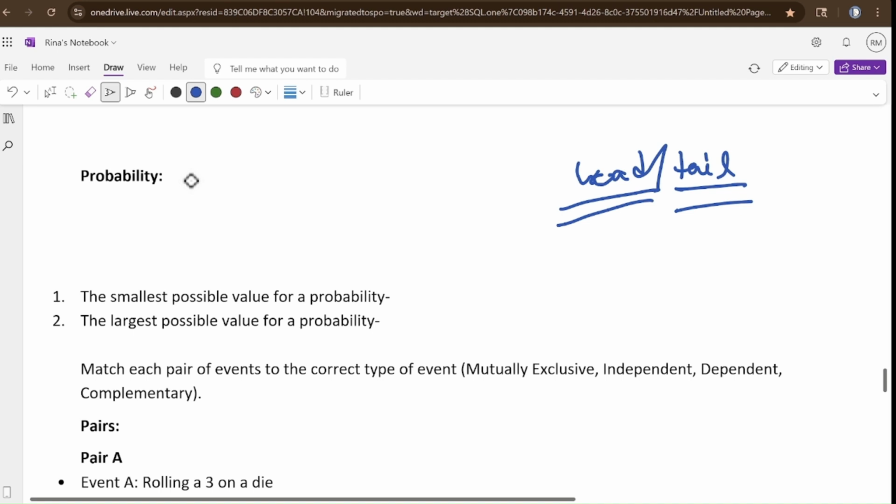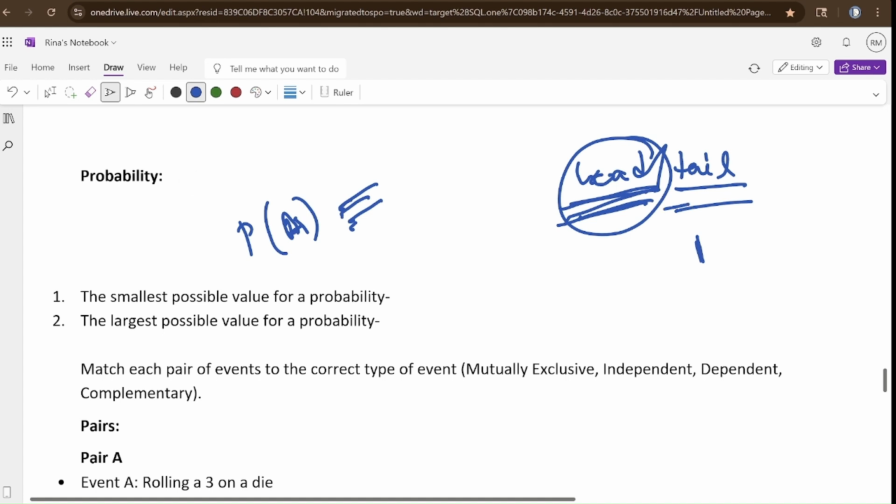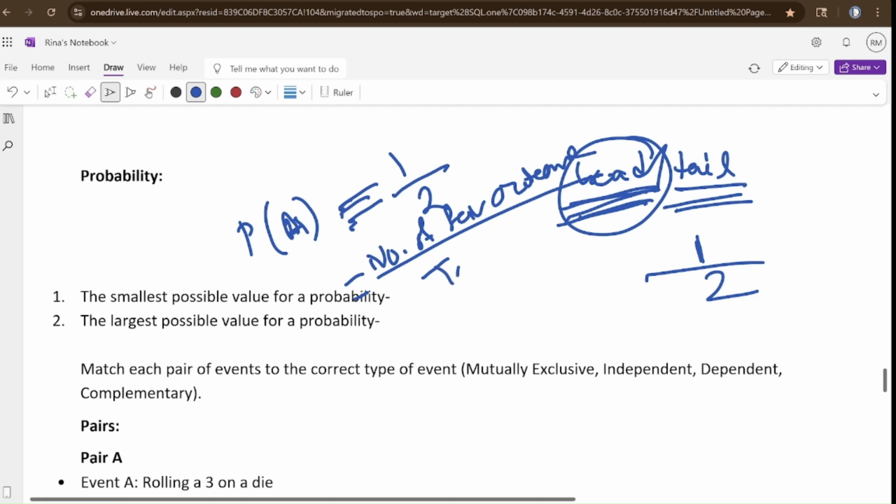To calculate this, we write probability of any event equals, let's say I want the outcome to be head. So what is my favorable outcome? Head, that will occur one time. And what are the total chances? One is head, one is tail, so 2. So it will be 1 divided by 2, right? Number of favorable outcomes, whether it is head or tail, divided by total outcomes.